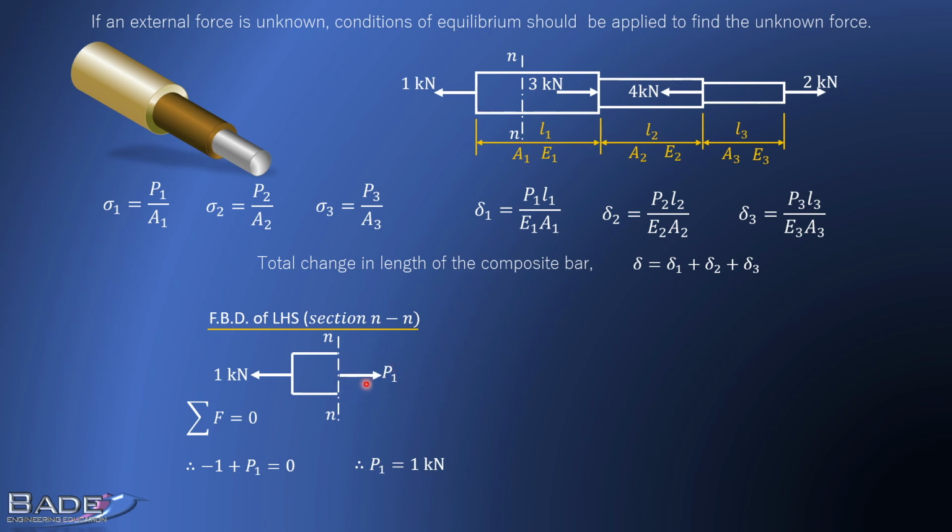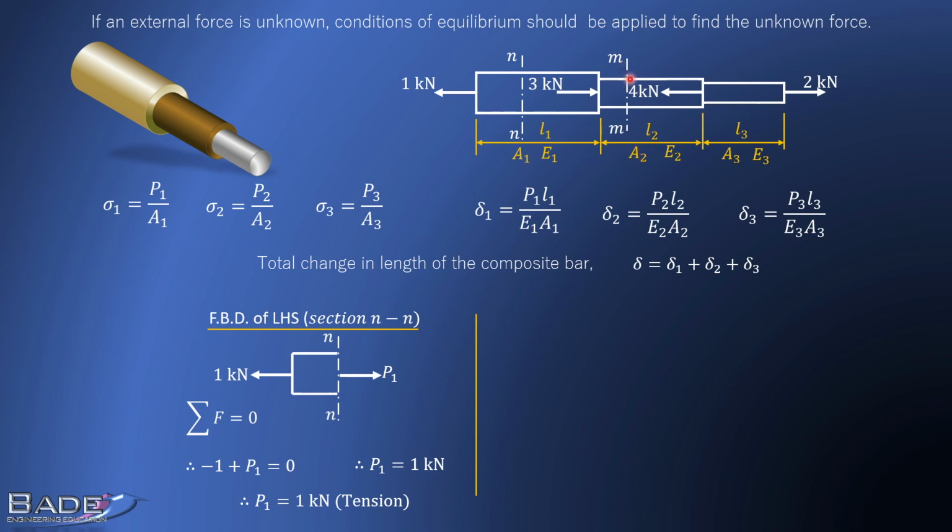Positive answer means direction in the FBD is correct. That is, it is a pull type of force. So it means this section is in tension. So this rod, first rod is in tension. And how much is that tension? 1 kilonewton. Now, I want to find force in the second part. What should we do? Consider a section in the second part.